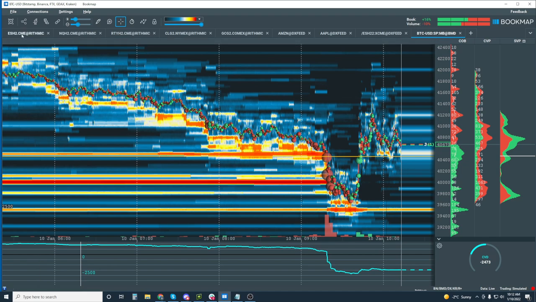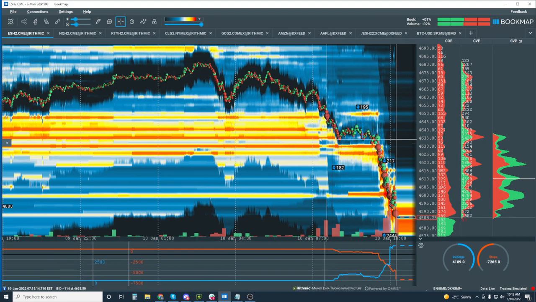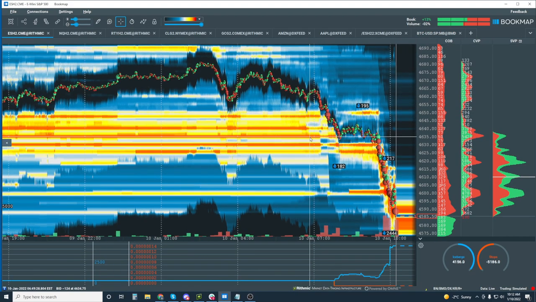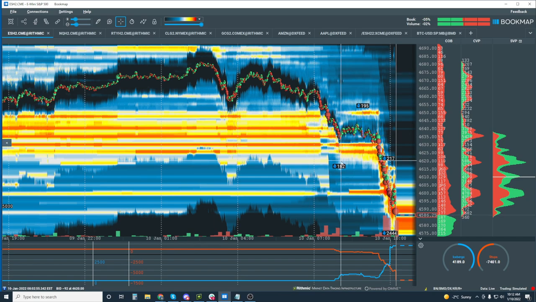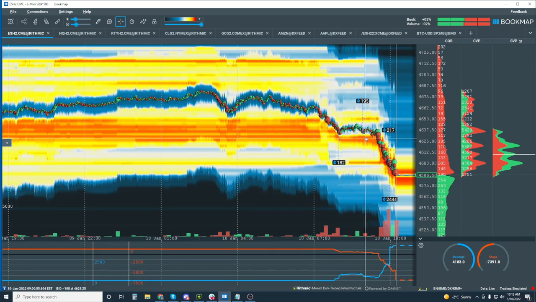So anyway, let's jump over to the S&P E-mini and take a look. This is selling off pretty hard. We also have the icebergs here. Just a note, the icebergs are starting to ramp up a little bit, as you can see, over 4,000. It's not bad, but order flow rules. So we're still dropping.